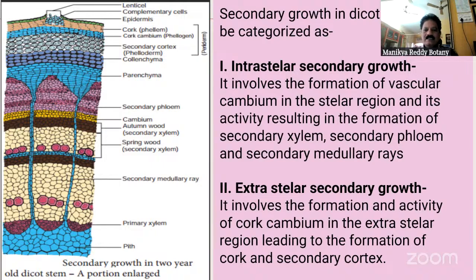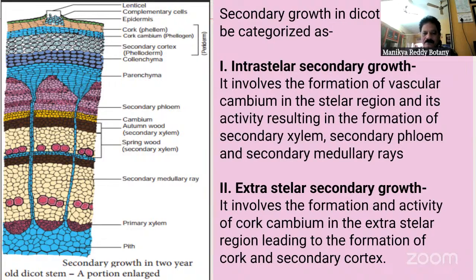Then at later stages, this ruptured epidermis is replaced by secondary protecting layers. The secondary protecting layers are formed in extrastellar secondary growth. Extrastellar secondary growth is initiated by cork cambium.